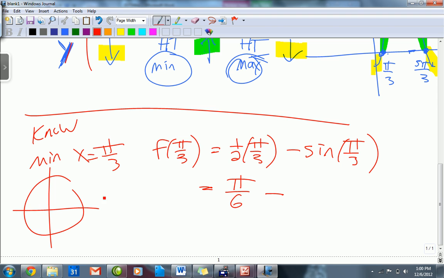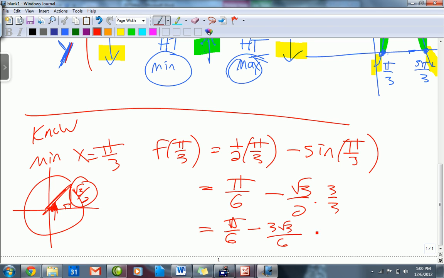And rotate pi over 3. Remember, that's 60 degrees, and it's the side opposite that. So here's my pi over 3 angle. Pi over 3 is 60 degrees, and so the side opposite is root 3 over 2. And remember, that's my y value, the sine value. Okay, so actually I can clean this up a little. Let's use a common denominator of 6. And we'll call that pi over 6 minus 3 root 3 over 6, or pi minus 3 root 3 all over 6.